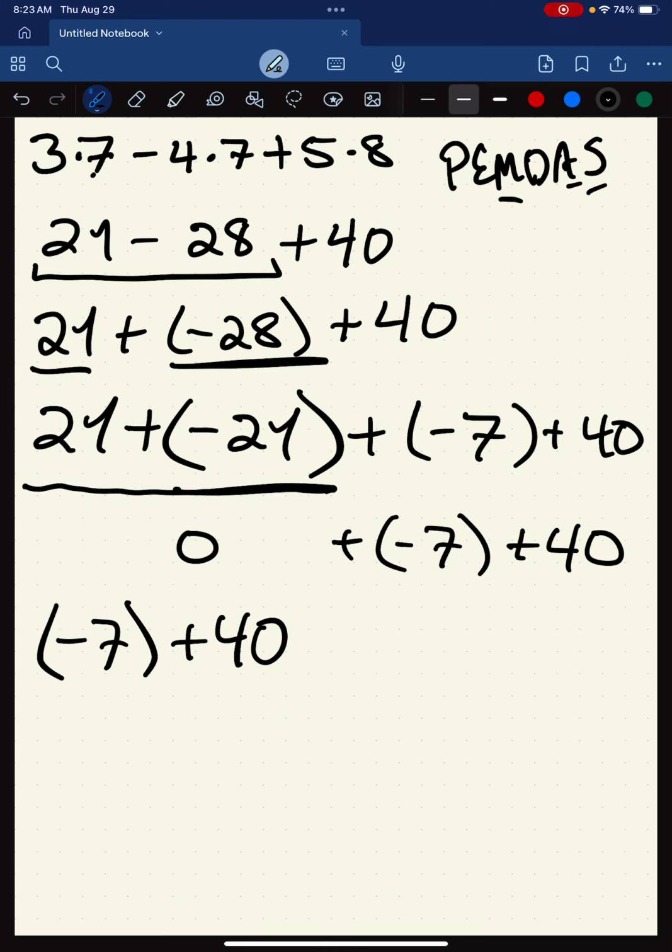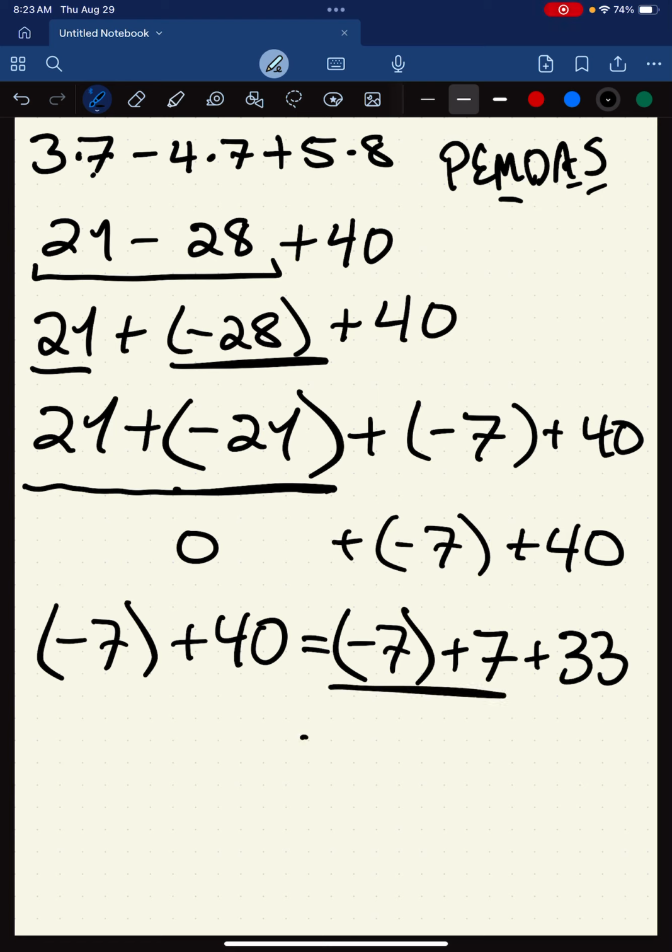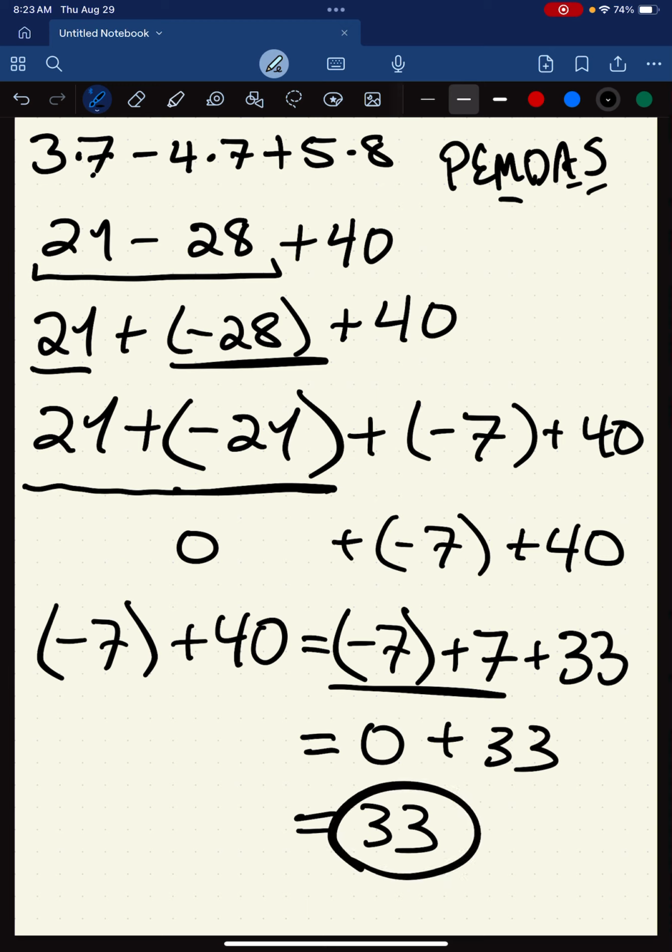So we can break up this 40 in kind of the same way. If we're going to go to the right 40 paces, first we have to go to the right 7 paces, and then we have to go 33 more. And look, we have negative 7 plus 7. That's just going to be 0. And 0 plus anything is just that thing. So at the end, we're left with 33.